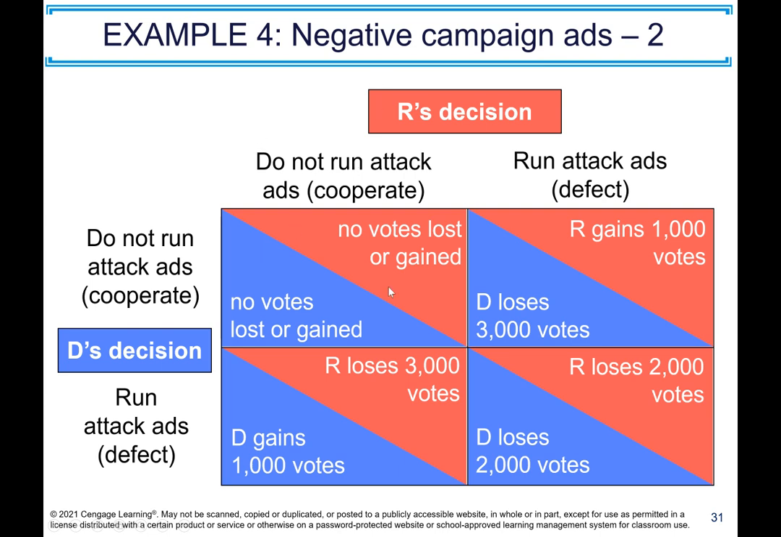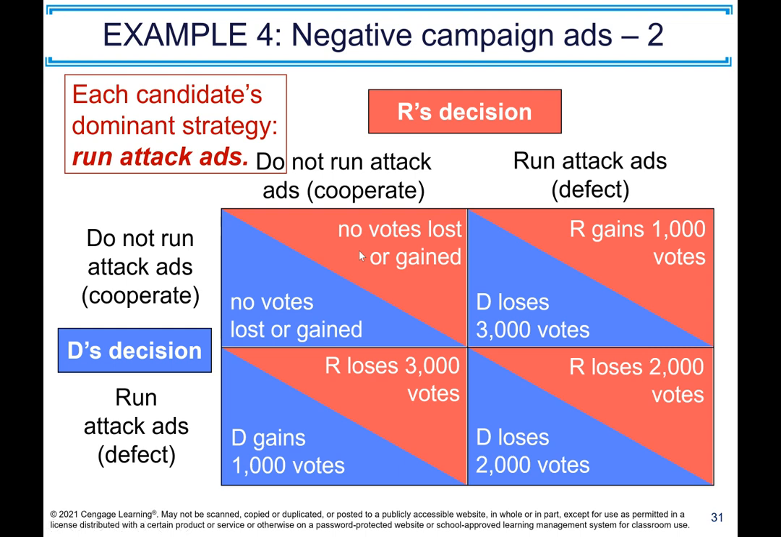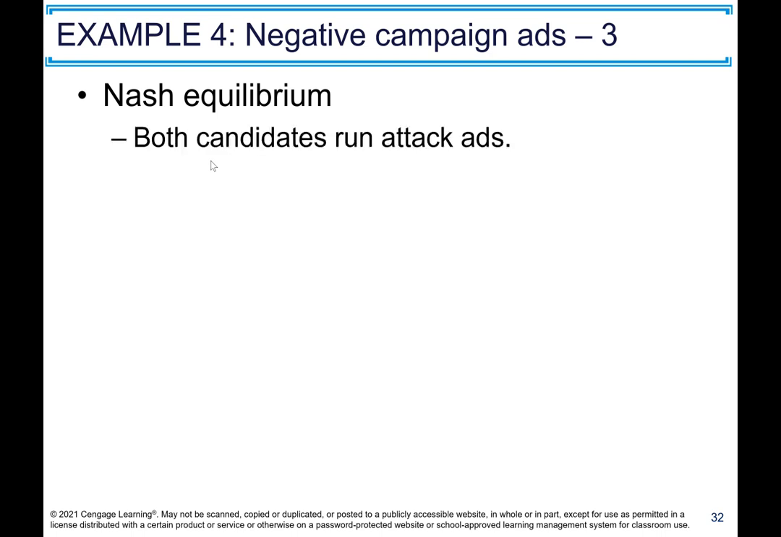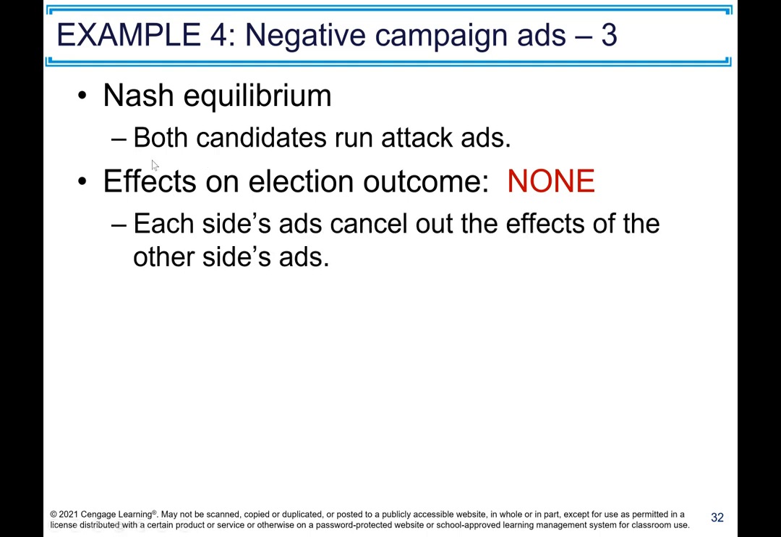This is the table. What is the dominant strategy? Each candidate's dominant strategy is to run attack ads. Nash equilibrium: both candidates run attack ads. Effects on election outcome is none. Each side's ad cancels out the effect of the other side's ad.